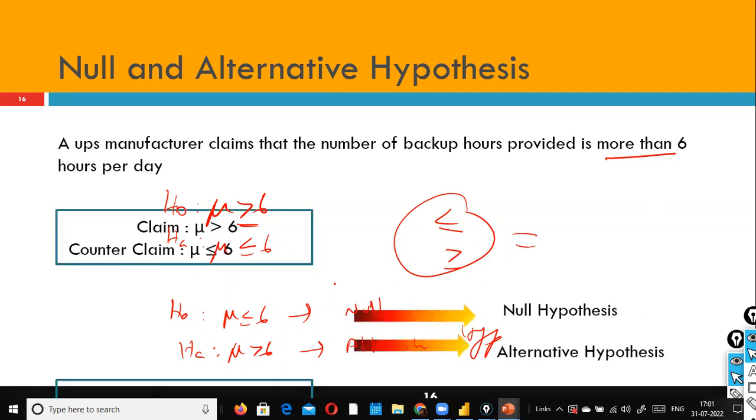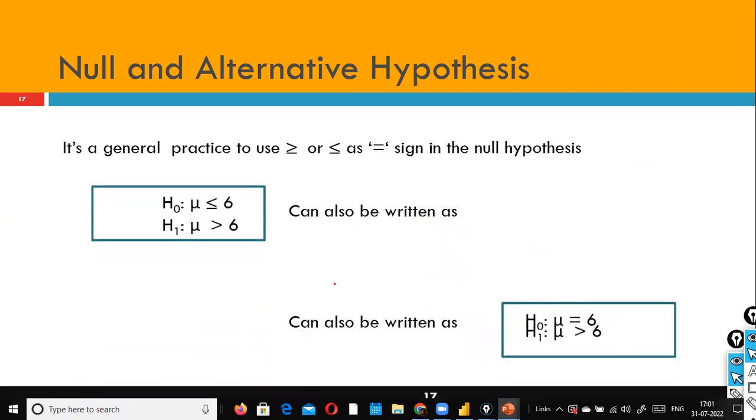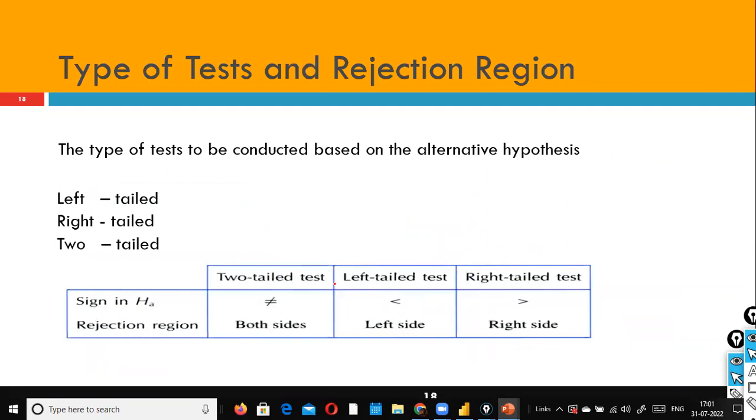Hope with this example you are able to understand what exactly a left tail test is and what a right tail test is. If you want to test something less than the quantity mentioned by someone else, that is left tail. And if you think whatever is mentioned by someone is not the same as what we expect, because it could be more than that, that is the right tail.